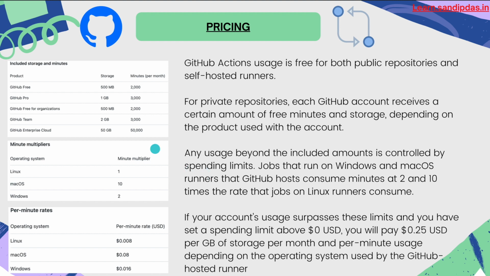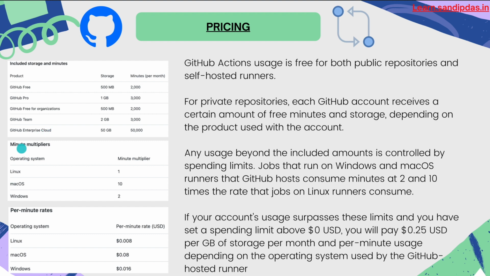by GitHub. So you can see here for the GitHub free private you will get 500 MB storage and 200 minutes per month. For GitHub Pro you will get 1 GB of storage and 3000 minutes per month. For GitHub Free for organization 500 MB and 2000 minutes per month. For GitHub Team you get 2 GB and 3000 minutes per month. For GitHub Enterprise Cloud you get 50 GB and 50,000 minutes per month.